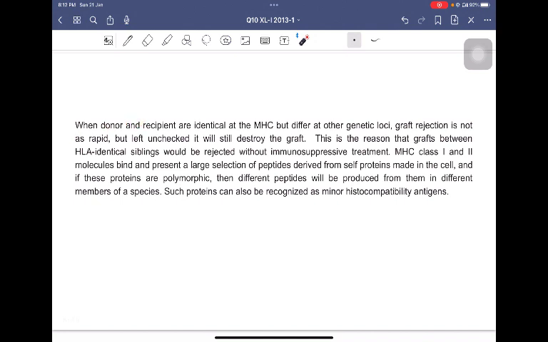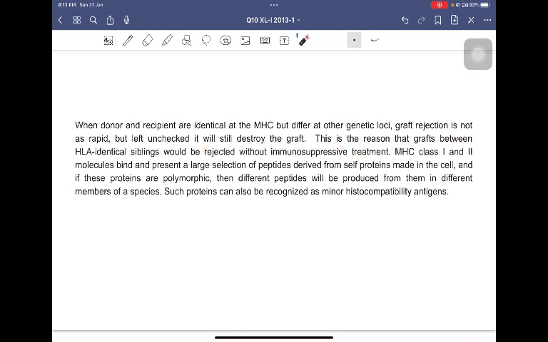Now, even when donor and recipient are identical at MHC, there can also be graft rejection. Before transplantation, the donor and recipient are matched for their MHC molecules, right? But it was observed that even if the donor and recipient match at their MHC molecules, these two individuals might differ at other genetic loci, and therefore graft rejection can occur. It will not be as rapid, but if it is left unchecked, it will destroy the graft.